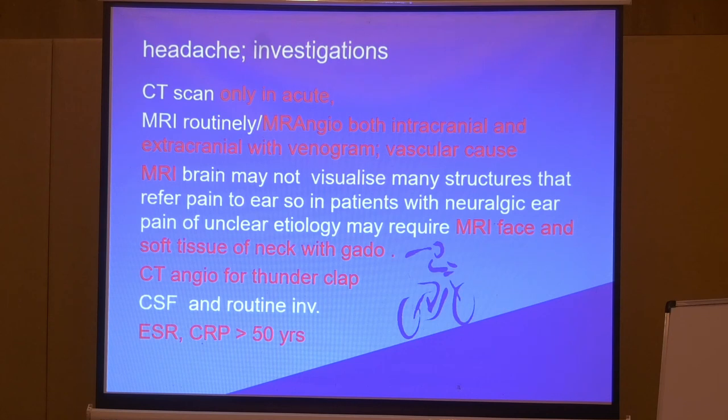MRIs are to be done. And when you're suspecting a vascular pathology, go for both arteriogram and venogram. And in arteriogram, go for both the extracranial and the intracranial. You might be dealing with dissection. And if you're dealing with periauricular pain, you might have to take advantage of MRI face and soft tissue of the neck also. If you are dealing with thunderclap headaches, the CT angio has to be done. And as I said before, ESR and CRP in any patient beyond the age of 50 is a must. So this is the primary workup of a patient with headaches.